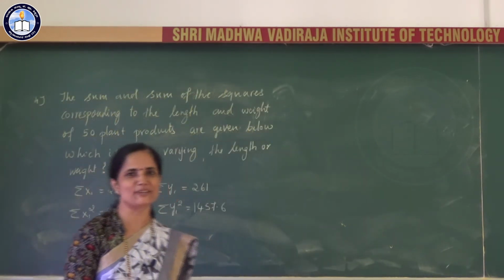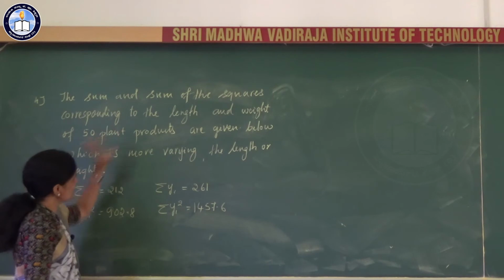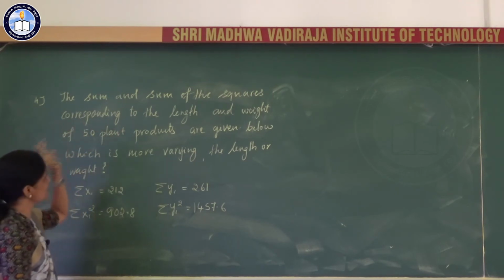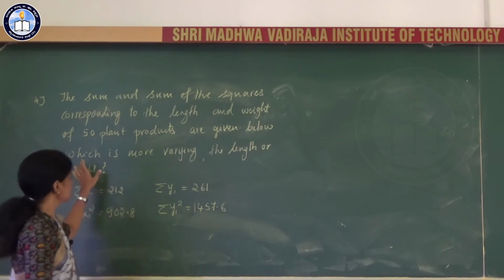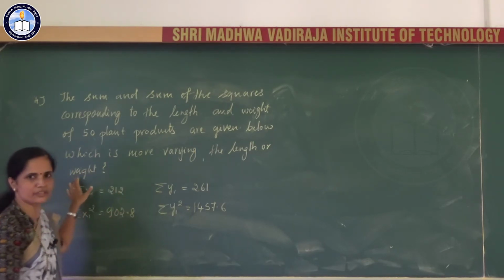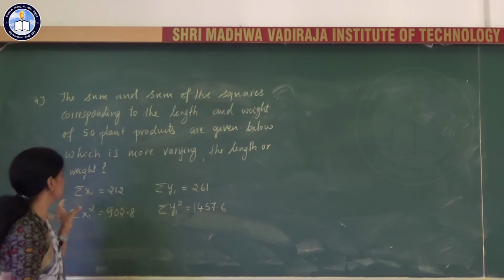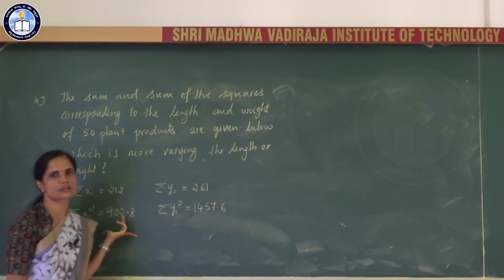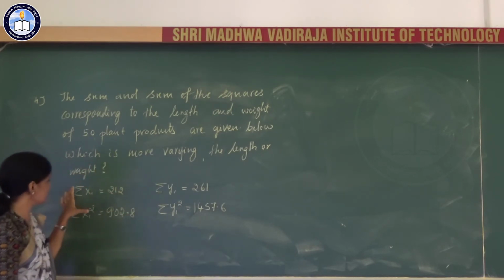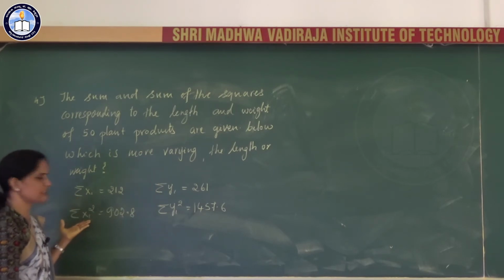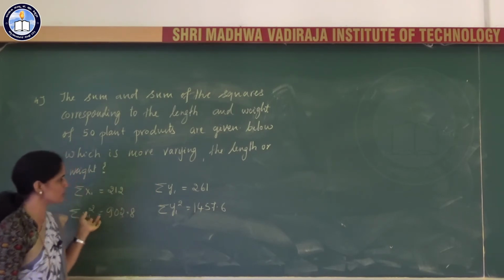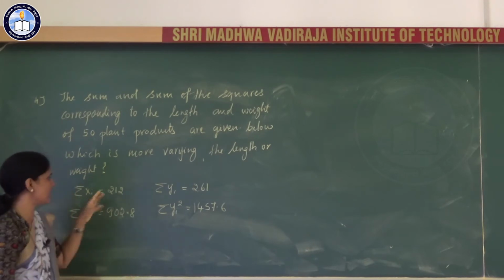So let us discuss the fourth problem. The sum of the squares corresponding to the length and weight of 50 plant products are given below. Which is more varying, the length or weight? So the length and weight of the plant products you must compare here. The length is given here and the weight is given here. So here xi is given, xi square is given. You know how to find out the standard deviation and the mean.